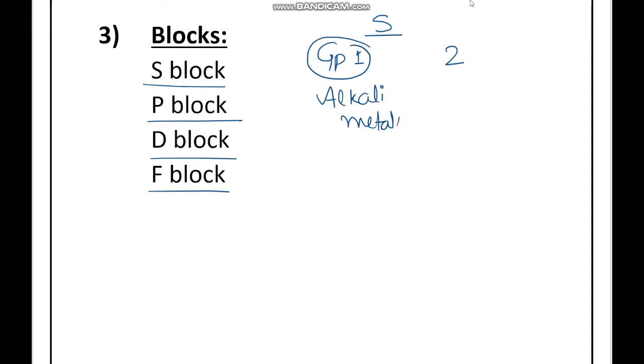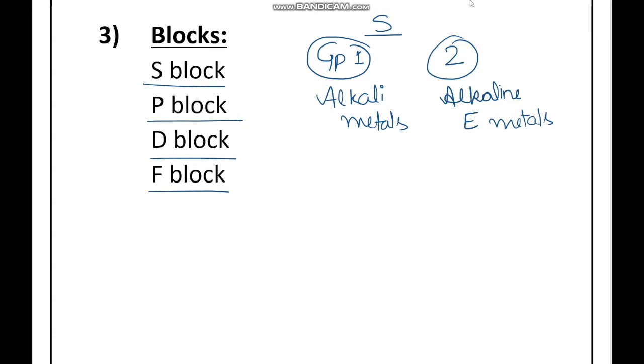And what is the name of group number 2? They are known as alkaline earth metals. So S block consists of 2 groups. Group 1, that is alkali metals. Group 2, that is alkaline earth metals.